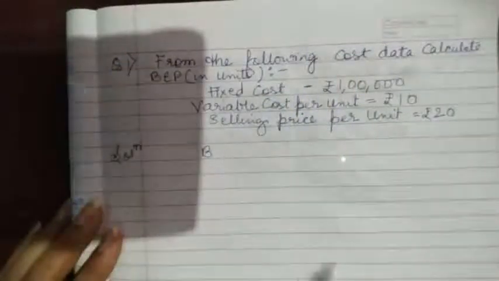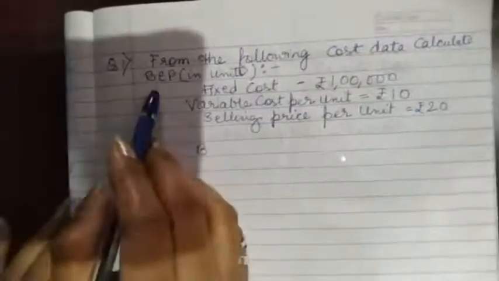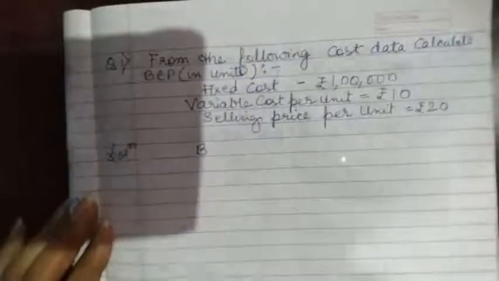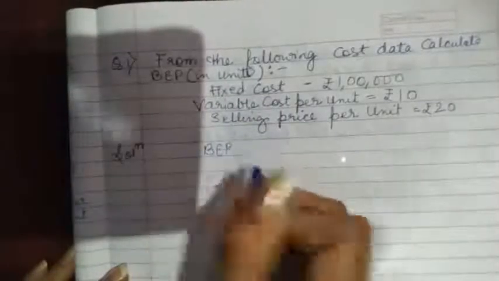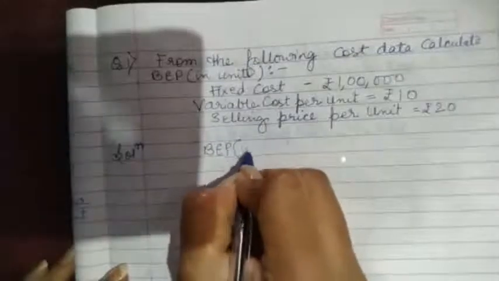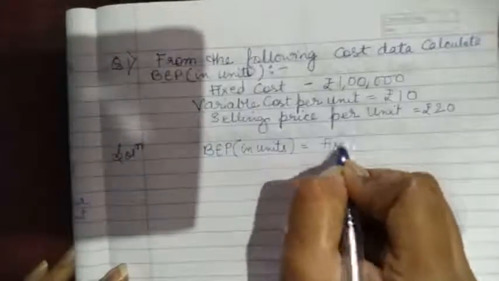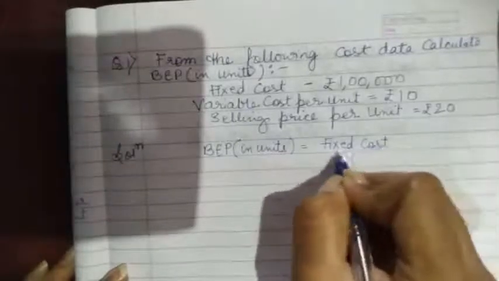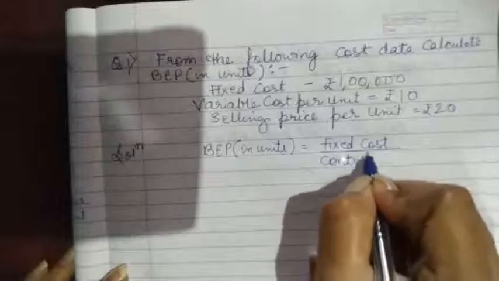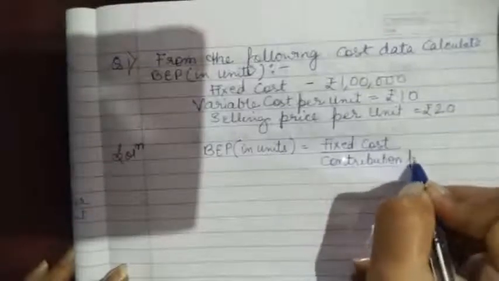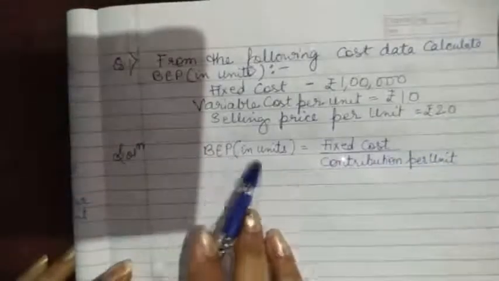Break-even point in units. Whatever you have to calculate, first of all, write down the formula of that. So we have to calculate break-even point in units, so I will write the formula. As we saw in the PPT, break-even point in units is fixed cost divided by contribution per unit.